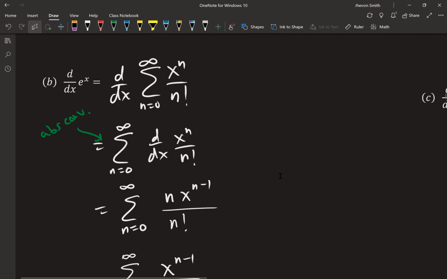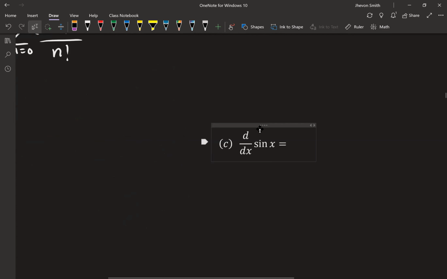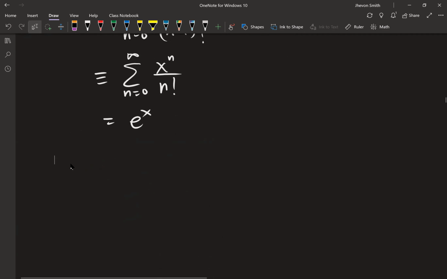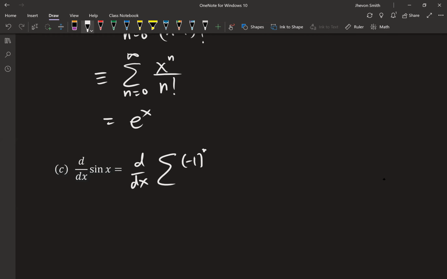Maybe this will convince you. You can look at the power series for sine of x. And again, this was all done in Calc 2, so that's why I can rush here. I can realize that this is differentiating the series of minus 1 to the n, x to the 2n plus 1 over 2n plus 1 factorial. I can switch this because of absolute convergence.